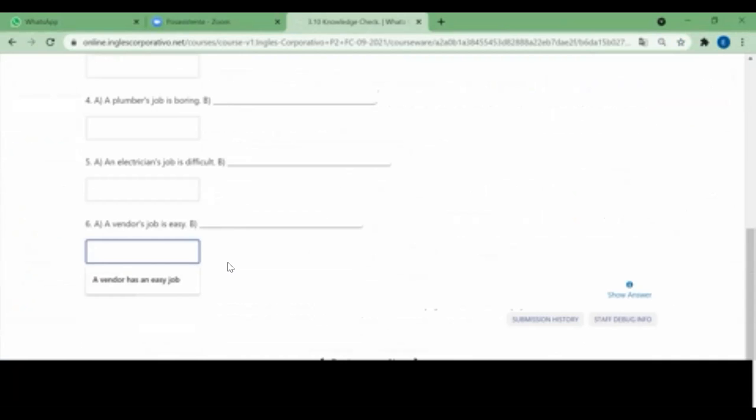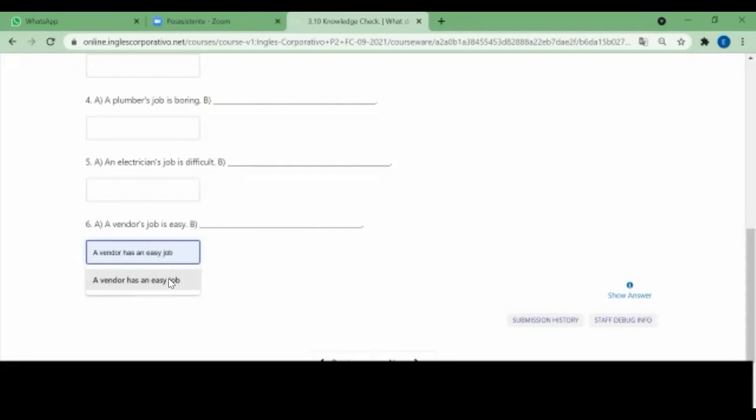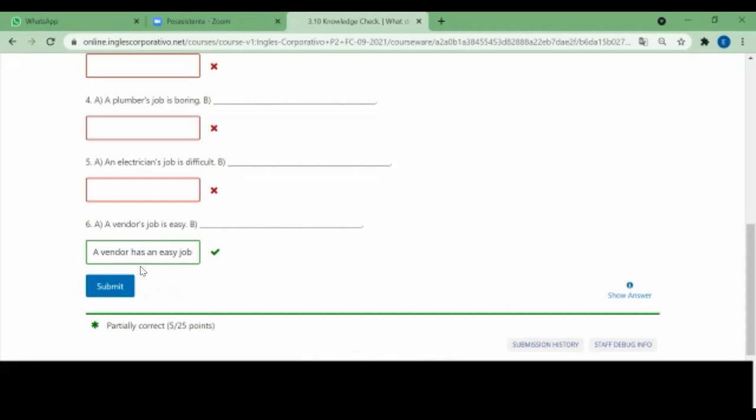Yo le he colocado a vendor has easy job, pero me dice parcialmente correcto. No sé cuál sería. Okay, look at this. The correct answer is this one. A vendor has, en este caso, an easy job. La razón es porque el adjetivo easy comienza con sonido de vocal, en este caso E. A vendor has an easy job. De acuerdo, thank you. Entonces escribimos easy y as you can see, that is the correct answer.